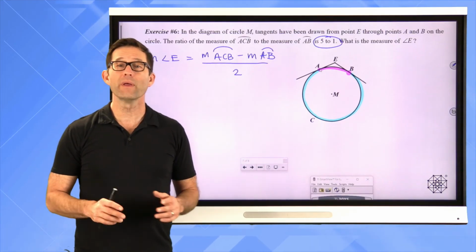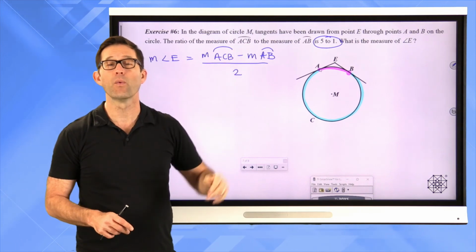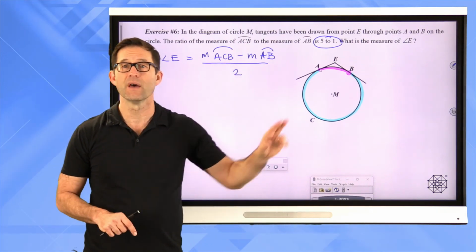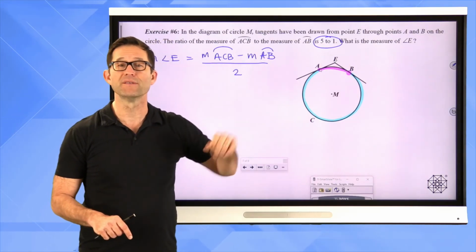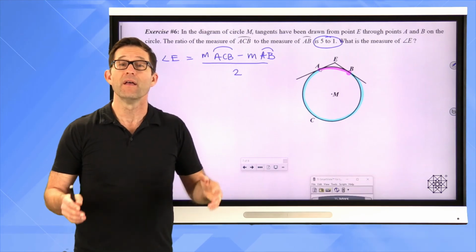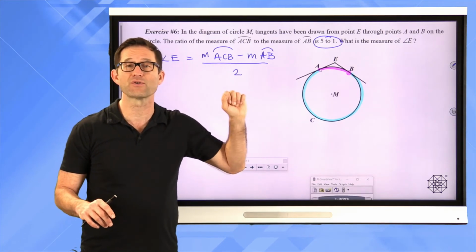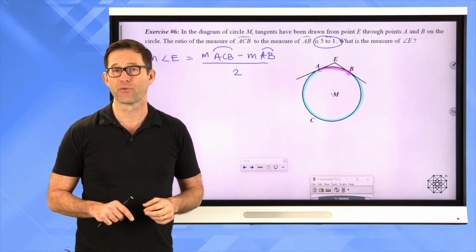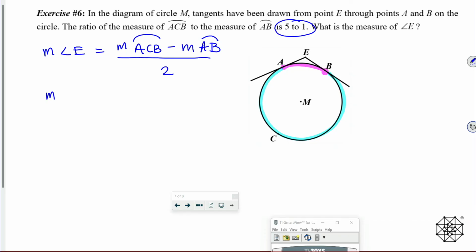All right, well, the real key here is that the measure of arc AB and the measure of arc ACB will add up to be 360 degrees because they are the minor and the major arcs that are formed by these two tangents. And in fact, that will always be the case. Whenever you have two tangents, the two arcs in question will always add up to 360 degrees. All right, in fact, maybe I'm going to just write that down. The measure of arc AB plus the measure of arc ACB is equal to 360 degrees.